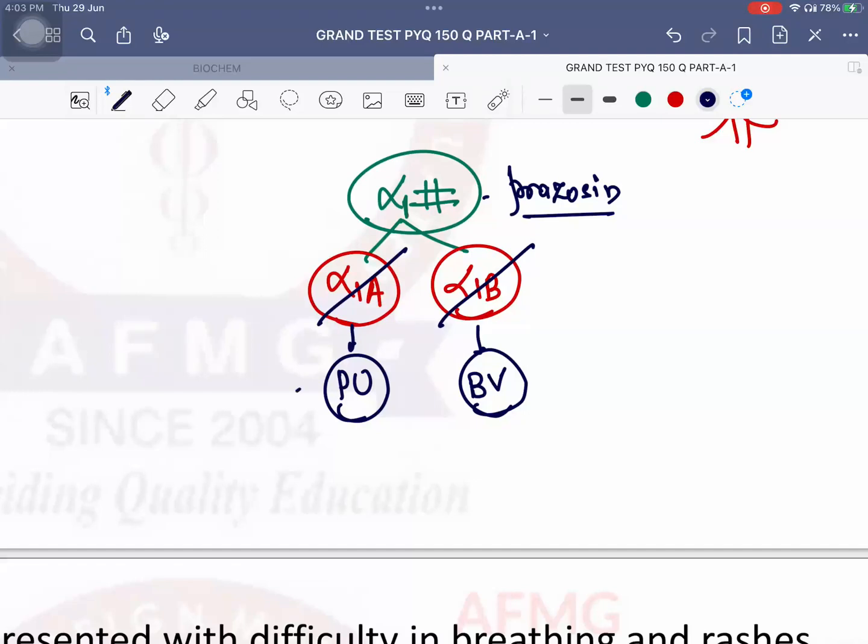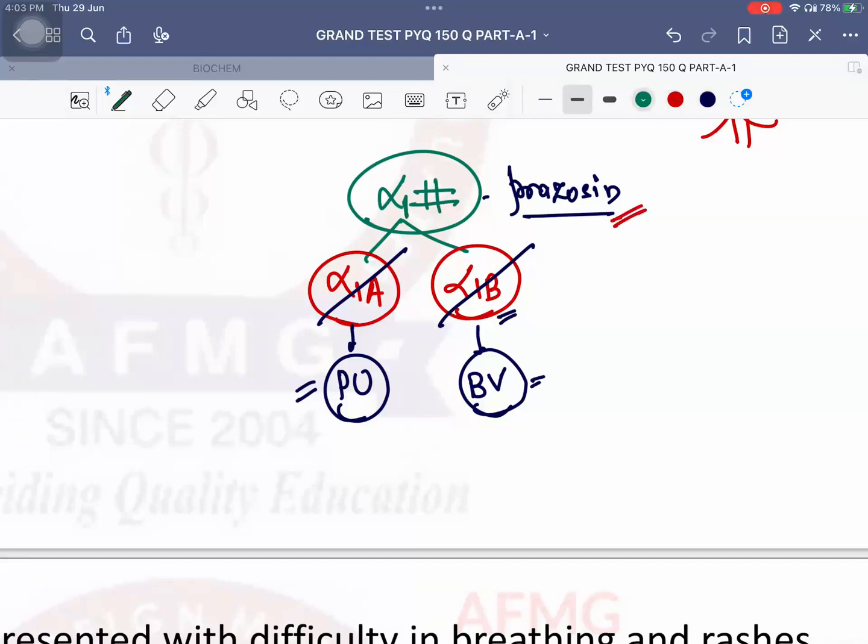As they are blocking alpha 1A, the prostatic urethra is getting dilated. So urinary symptoms are definitely improving. But as alpha 1B receptors also get blocked, there is a vasodilatation that causes sudden drop in the blood pressure. And that leads to postural or orthostatic hypotension, which is an important side effect with prazosin.